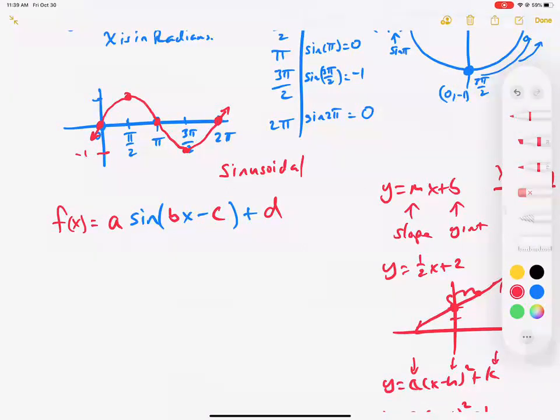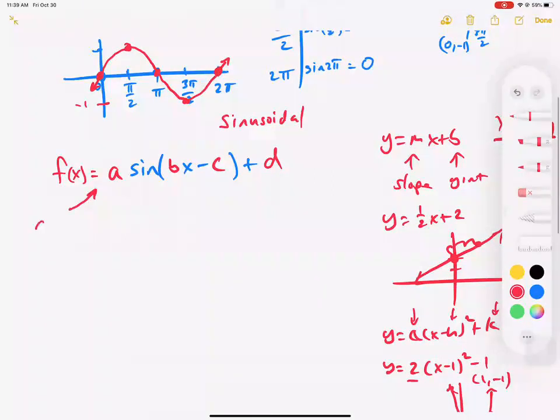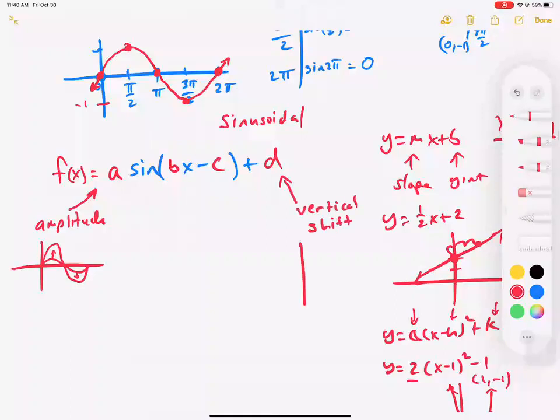Now, let me go ahead and give you guys a brief overview since we're here already. A is going to be my amplitude. In a sense, how loud is this graph going to be? And this affects the height of the graph. Let's jump to the D. This is my vertical shift, and this affects the graph moving up or down. See, it moved the graph up or down.